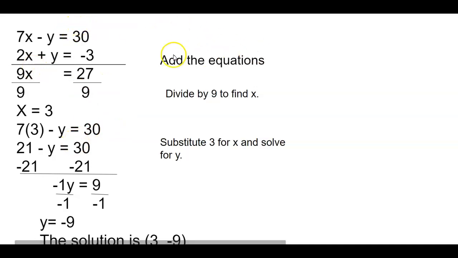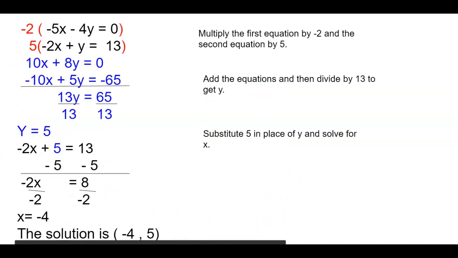Here, I first add my equations and I get 9x equals 27. Then I divide by 9 to get my x, so x is 3. Then I'm going to substitute 3 in place of my x and solve for y. So I get y equals -9.